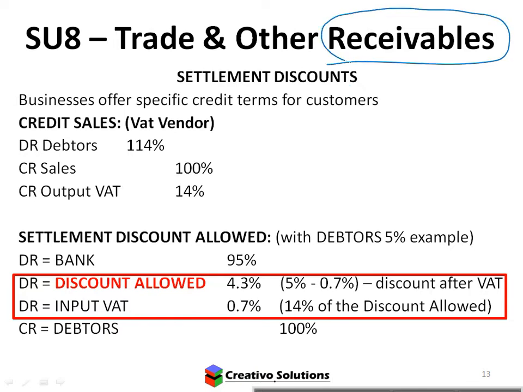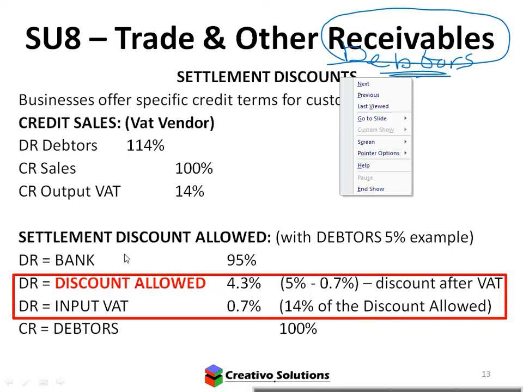Come on guys, bank going up or down? We just spoke about this. They're a debtor. What relationship does the debtor have to the business? They owe you. So what happens when they pay you? Your bank's going to go up. That's why I'm debiting the bank.